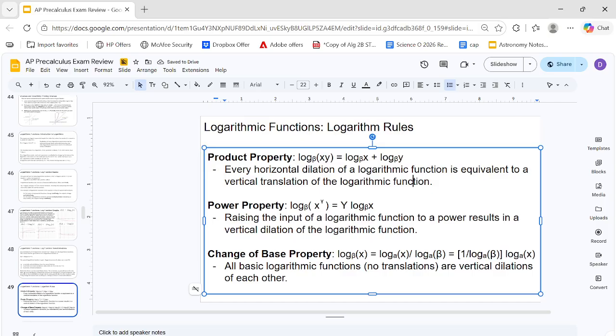There we go. So log base b of xy, so x times y, is log base b of x plus log base b of y. So when you're multiplying on the inside, you're adding on the outside. And then when you have something raised to another power, so x to the y, and you take the logarithm, you can pull this thing in the exponent down outside. So y log base b of x.